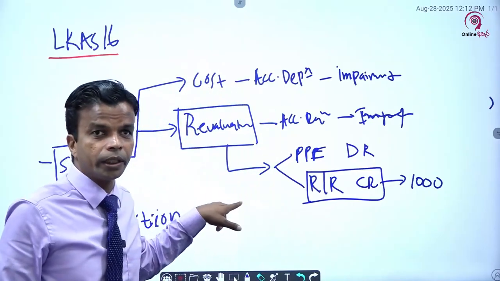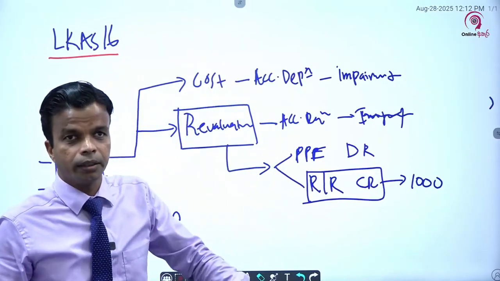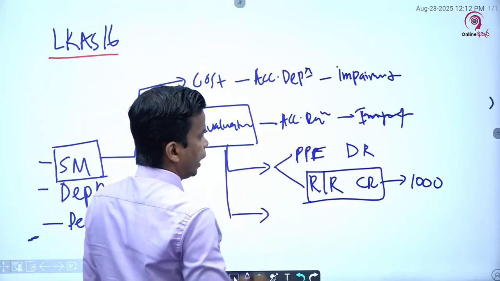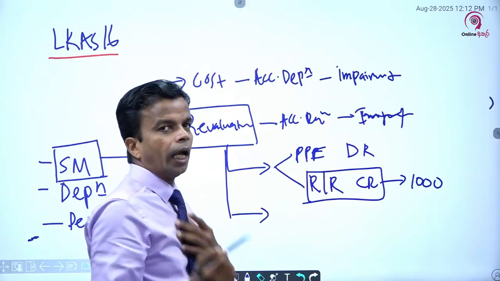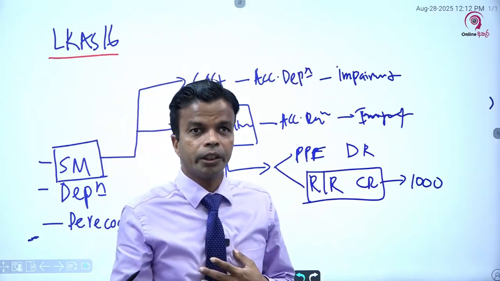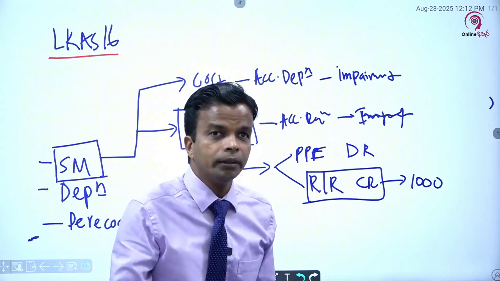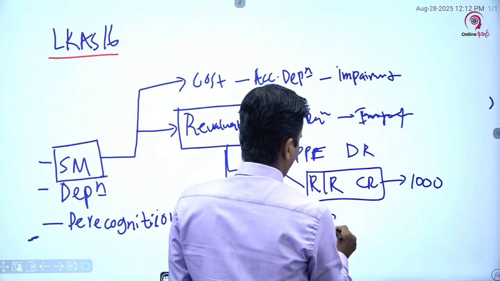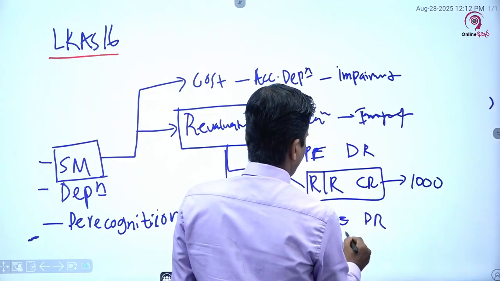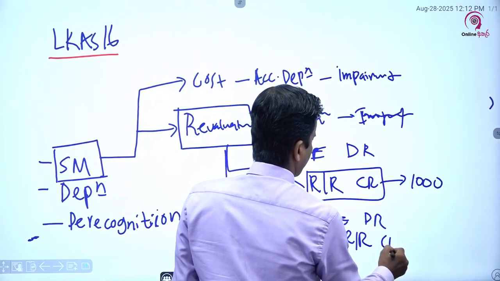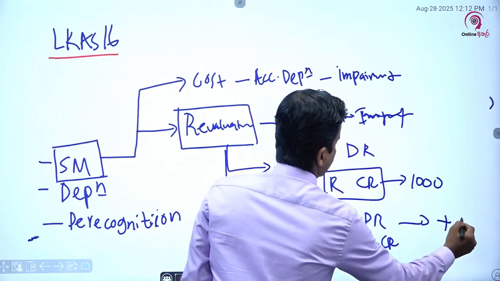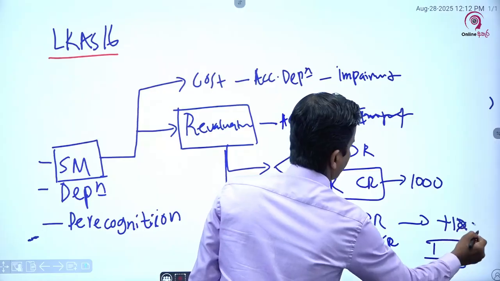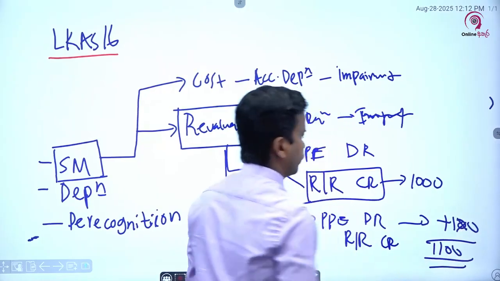Subsequent to this revaluation, after some years, you have done your second revaluation. As a result of that revaluation, you got another surplus coming in. The double entry won't change: PPE debit, revaluation reserve credit, and you will have a plus something coming in here, and the revaluation reserve will be, let's say, 1,100, right?